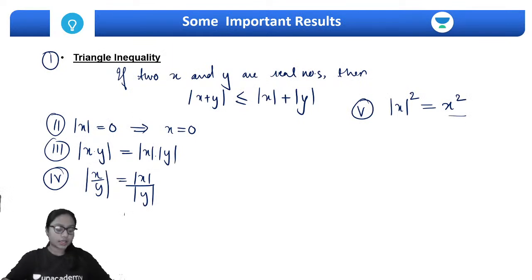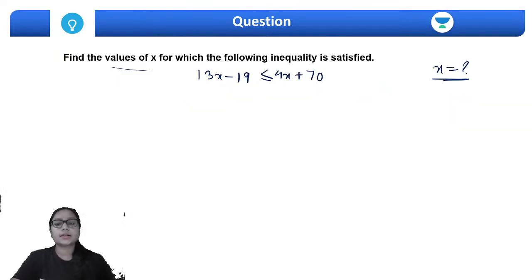Yes. So Asim, your question is, if both the signs of x and y are positive, then this inequality will hold. But all these inequalities are for all the real numbers. So whether x and y are positive numbers or negative numbers, all these inequalities will be true. Okay. All right. Now please solve this question.